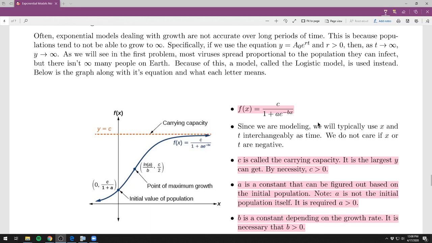All right, so the formula for the logistic model, f of x equals c divided by 1 plus a times e to the negative bx. The negative sign here is going to be very specific because what you'll see is c, a, and b are all going to be positive. So this negative sign is important. And if you're talking about time like we were in the last section, we'll probably switch between x and t.